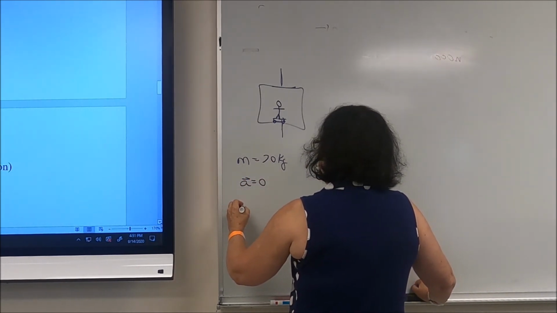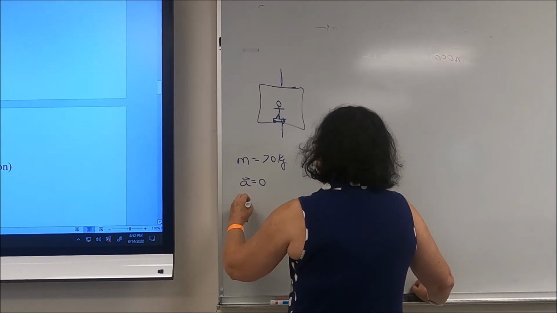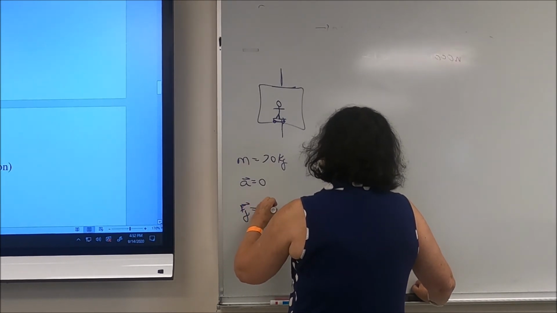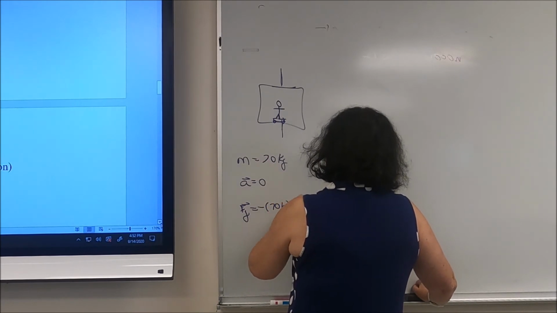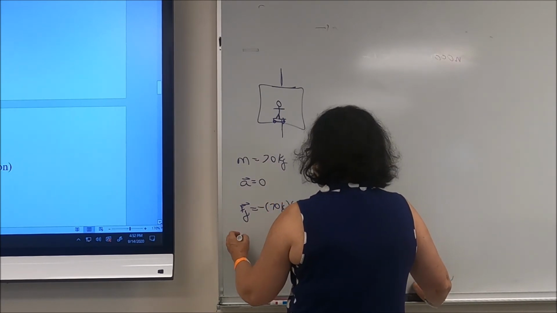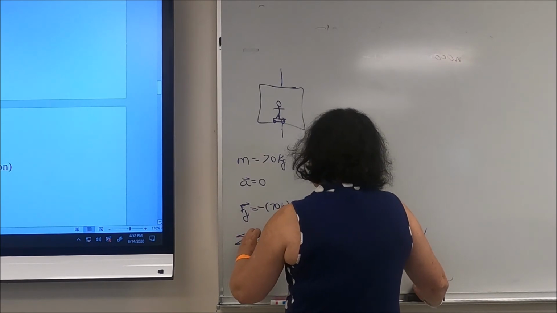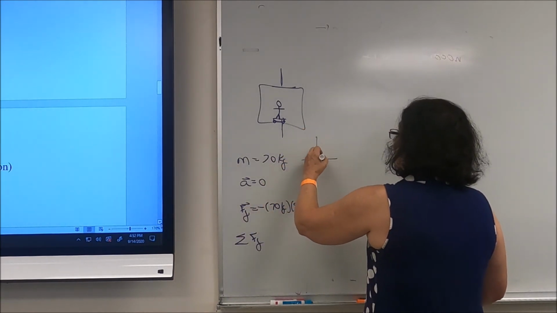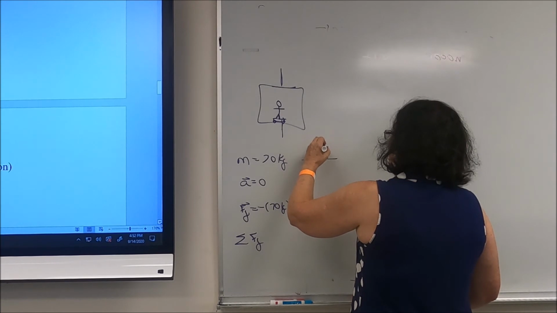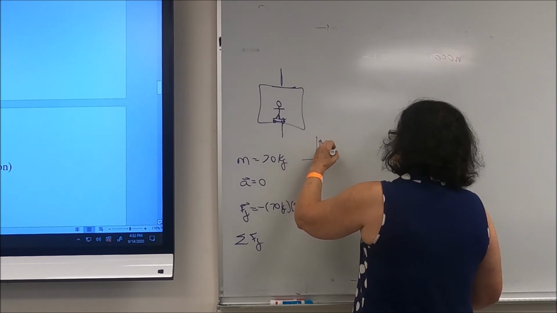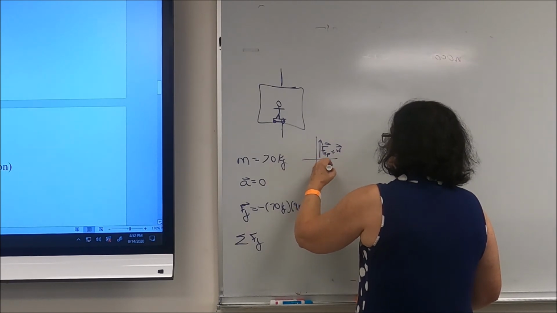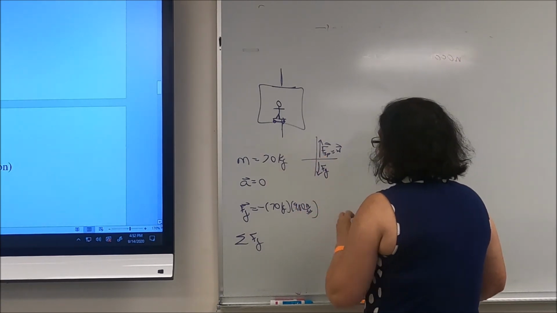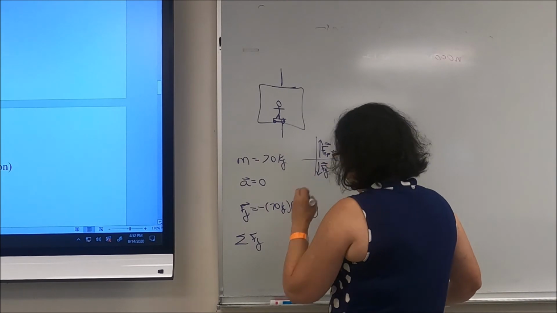So the force due to gravity is minus 70 kilograms times 9.80 meters per second squared. And the sum of forces in the y direction, okay, we have the force of the spring, which we can call weight, and the force due to gravity, pulling down.